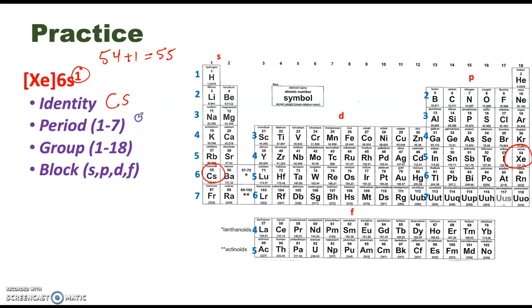This is in period 6. We go to the side. The period is on the side. The group number, it is group 1. And it is in the S block.